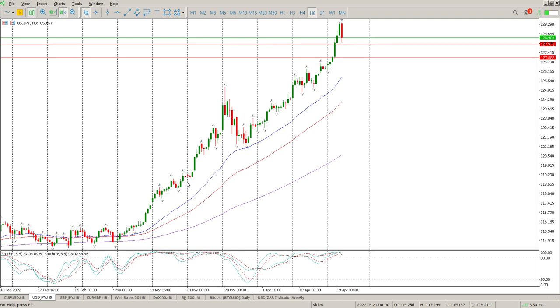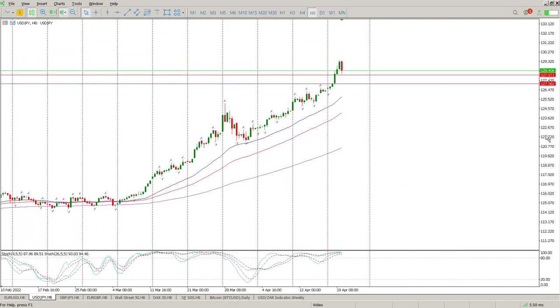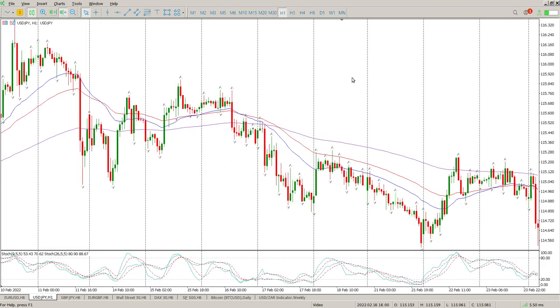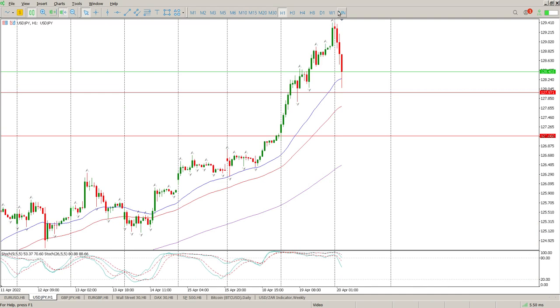US dollar Japanese yen, you can see here that the dollar has got a massive engulfing bar forming at the moment. Same situation here. We are at weekly resistance at the moment. So these two levels that we looked at yesterday are still in play. Trend is still very much to the upside. Let's not get too far ahead of ourselves at the moment.